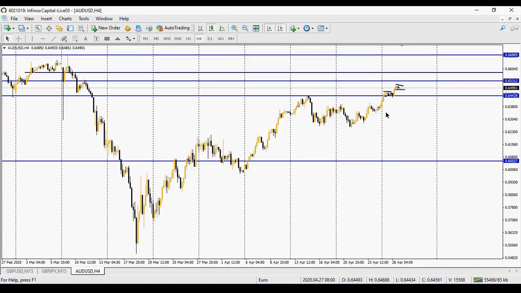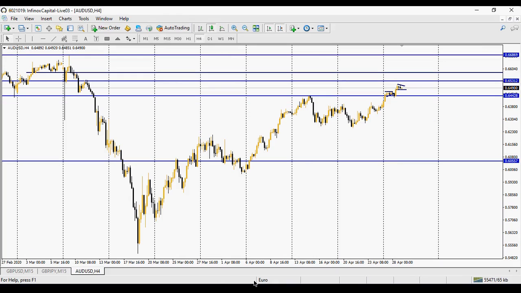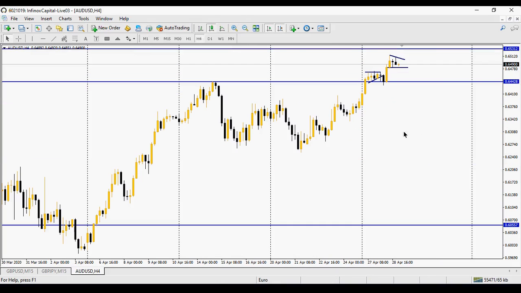We are going up. Up, up, up. To this point and then to this point. So that's that for AUD USD.